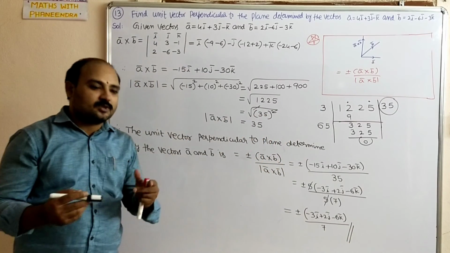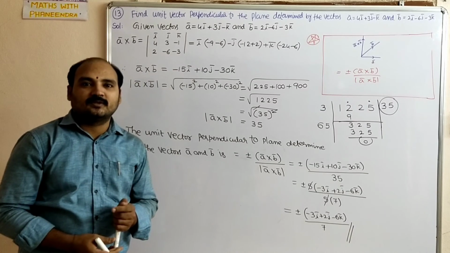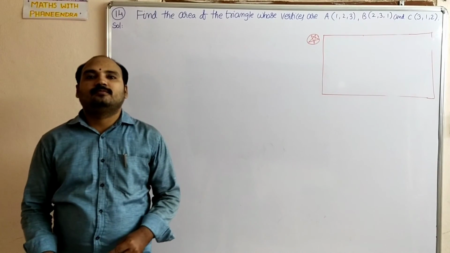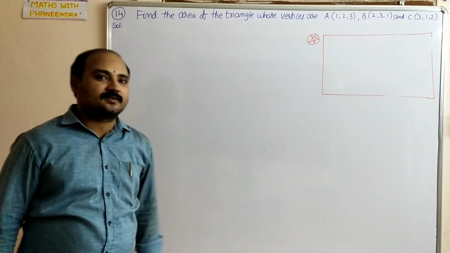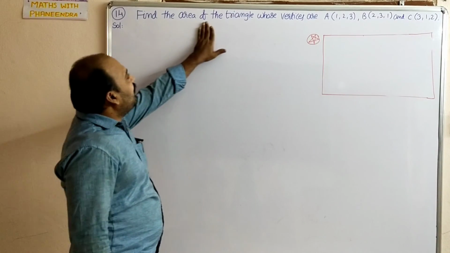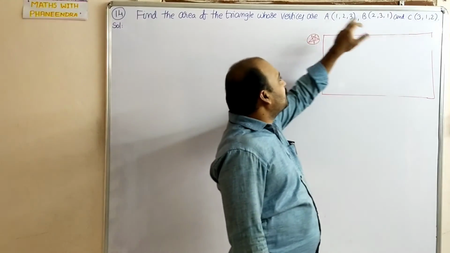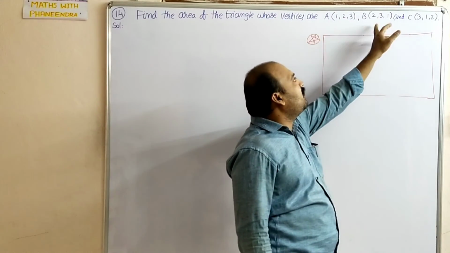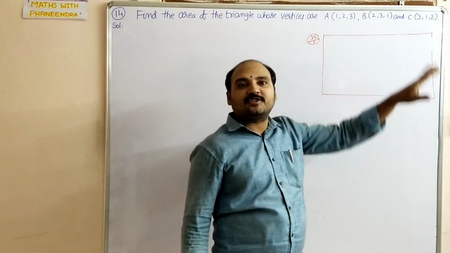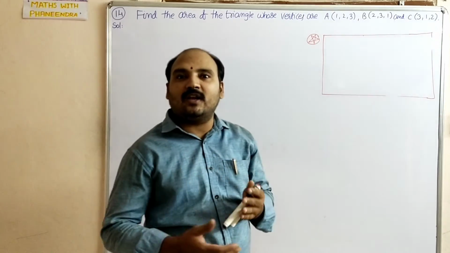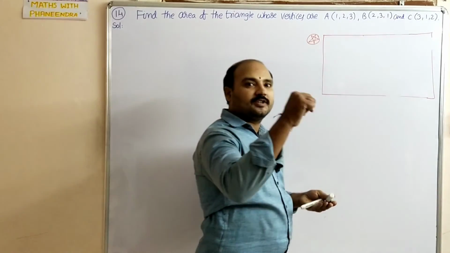We will move to the next question and the last question in this session. This question is important for 4 marks. Find the area of the triangle whose vertices are A of 1 2 3, B of 2 3 1 and C of 3 1 2. When the vertices of a triangle are given, how do we calculate the area using vectors?